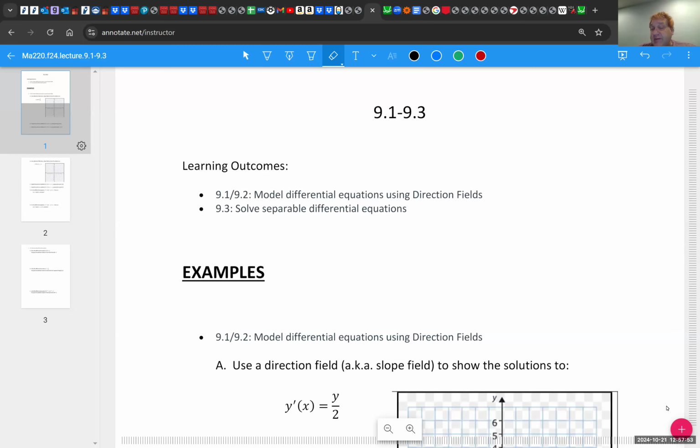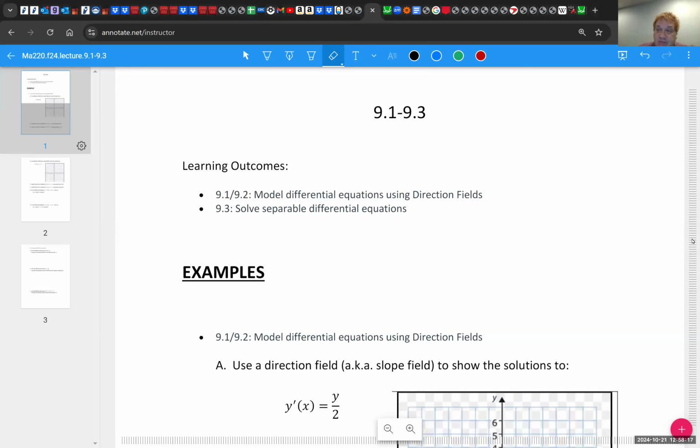A direction field is basically a graph. We're going to be graphing this differential equation, this derivative equation. Remember that the derivative measures the slope of the tangent line, right? The instantaneous rate of change at a particular point, which graphically is the slope of a tangent line. Okay, let's look at some examples on how we're going to do that.